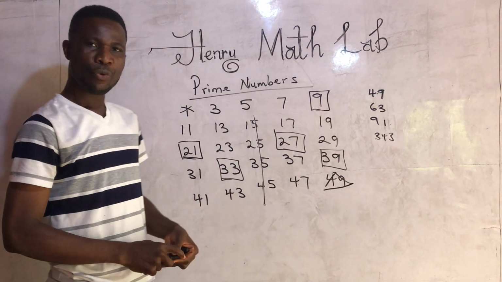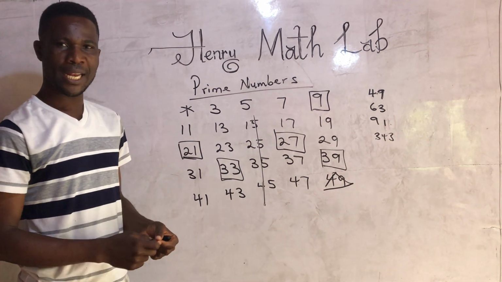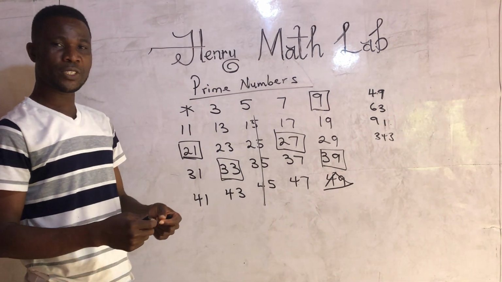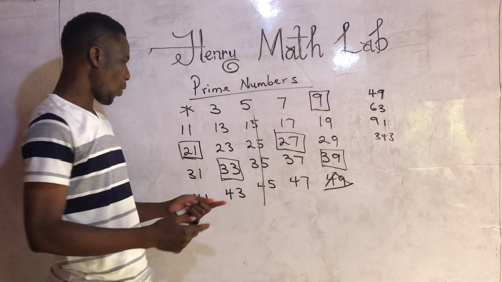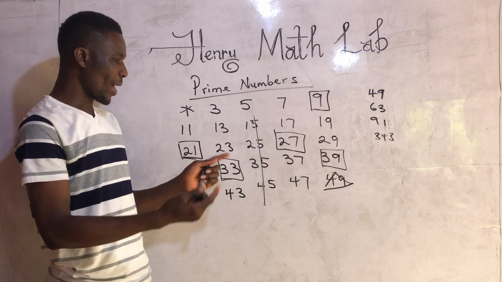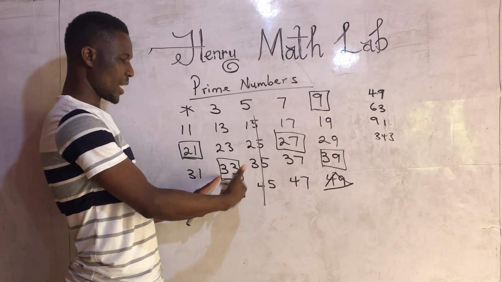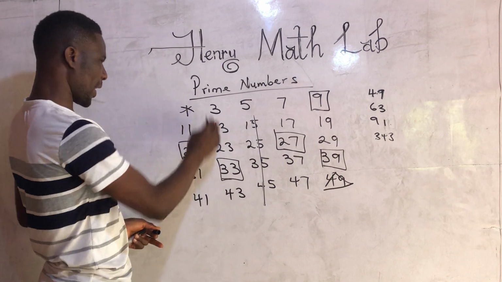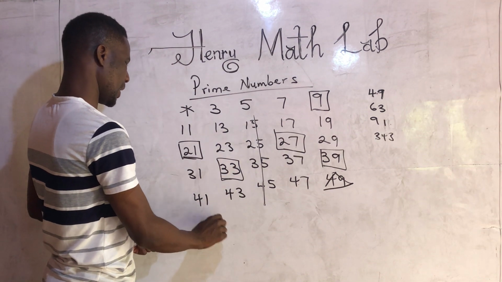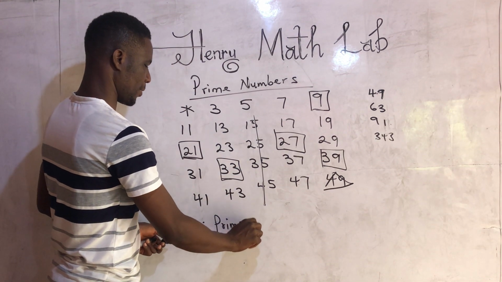And lastly, we cancel numbers that can be divisible by 11. For 2-digit numbers, numbers divisible by 11 have a repeated digit. Repeated digit 1 and 1, so we're not going to cancel 11. 2 and 2, there's no 2 and 2. 3 and 3 has already been cancelled, and 4 and 4. So therefore, whatever you're left with is prime numbers.